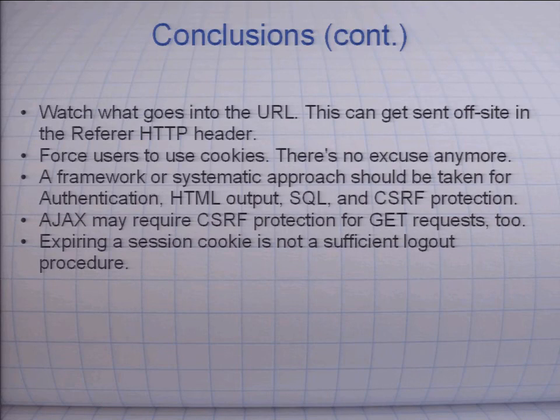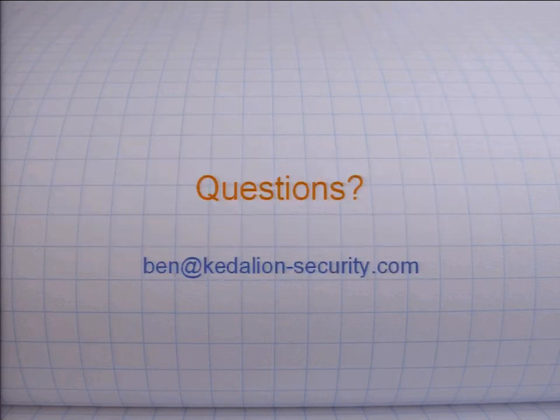Using a framework to approach problems like authentication, HTML output, SQL injection, cross-site request forgery protection, having an opt-out situation where you have to turn that sort of protection off, is more the way to go. Otherwise, you're going to have some percentage of the pages not covered. AJAX might require cross-site request forgery protection for GET requests too. That's the AJAX hijacking stuff. And expiring a session cookie is not a sufficient logout procedure. You also have to destroy the session.